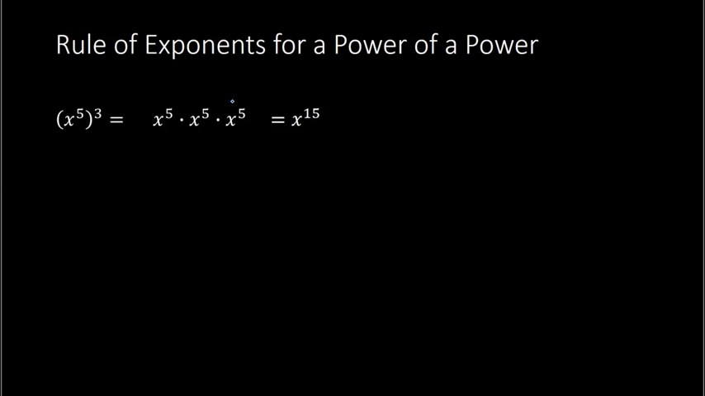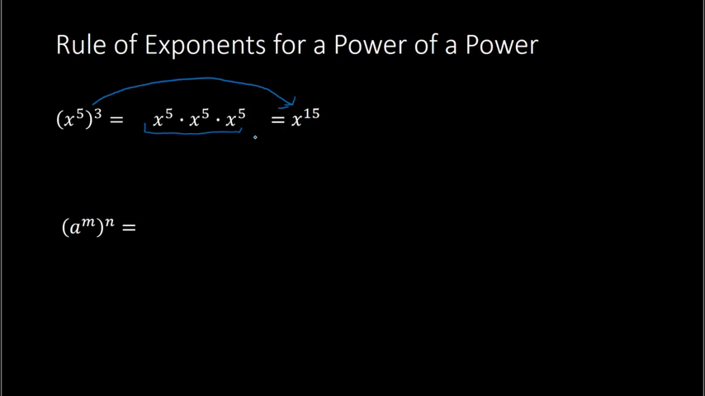Now, we don't want to have to write this out every time where we expand and have to do this middle step. We want to know how to get from here over to here directly. So to do that, I look at the exponents. I have 5 and 3. If I multiply those together, I get 15. So the rule says that if I have a power to a power, I multiply the exponents.